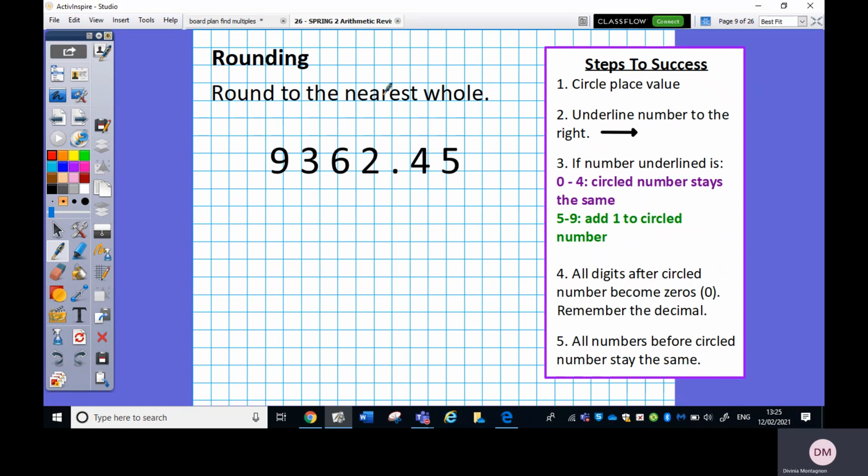So first of all, we are rounding to the nearest whole. What place value does that mean? If they're talking about a whole, what place value is it? Good, it's the same as saying the ones. So, first of all, I need to circle my place value. Which one is my ones? Which digit is the ones? Good, this digit here.